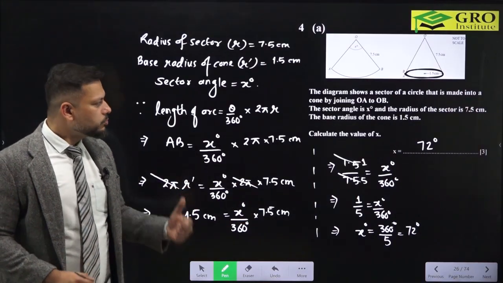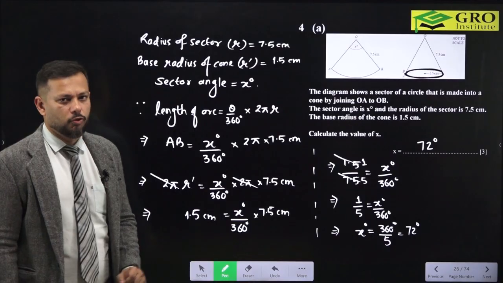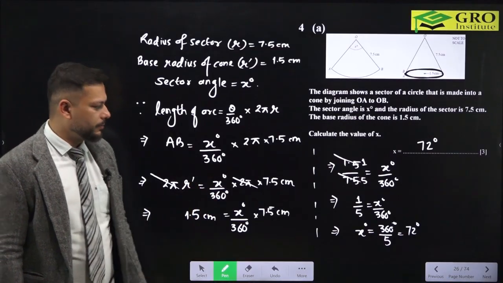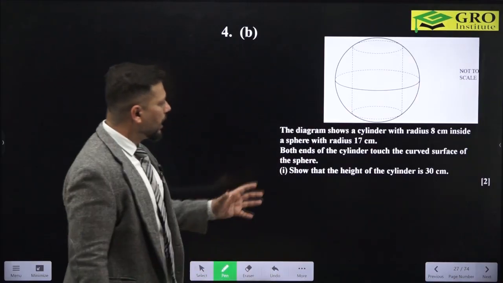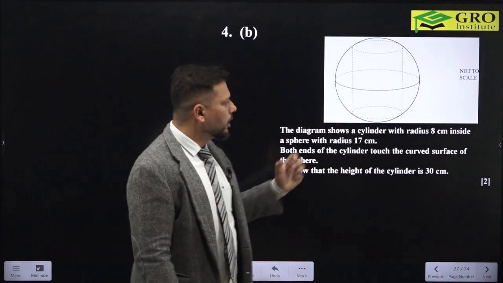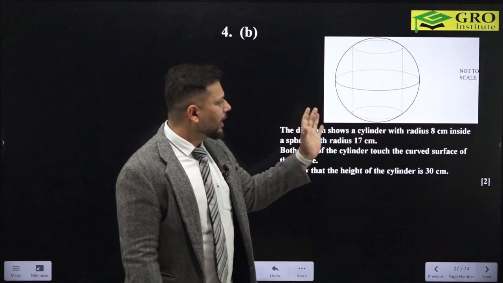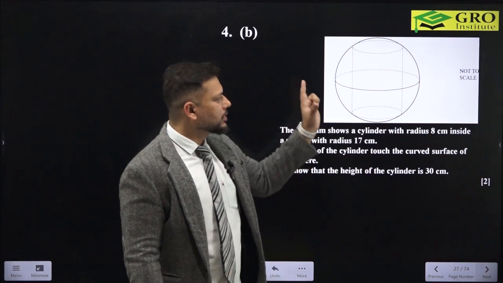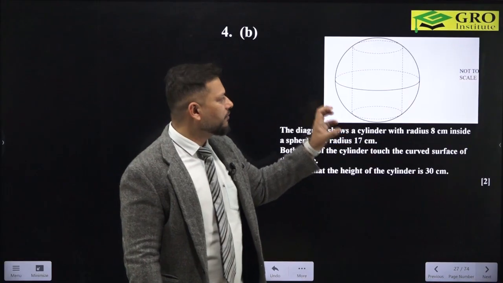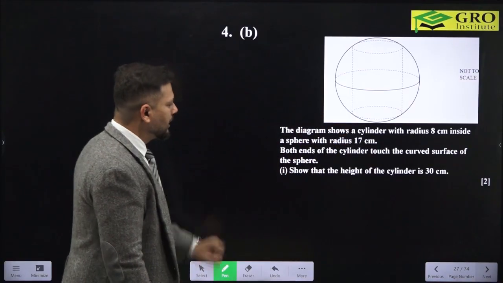And then let us move ahead to the next part of question 4. Question 4 part A is done. What is given in part B? Oh, so we are having two shapes here. One is a sphere and the other is the cylinder. Just by looking at it, I see that there is a sphere inside which we have a cylinder embedded. Let us read the question.